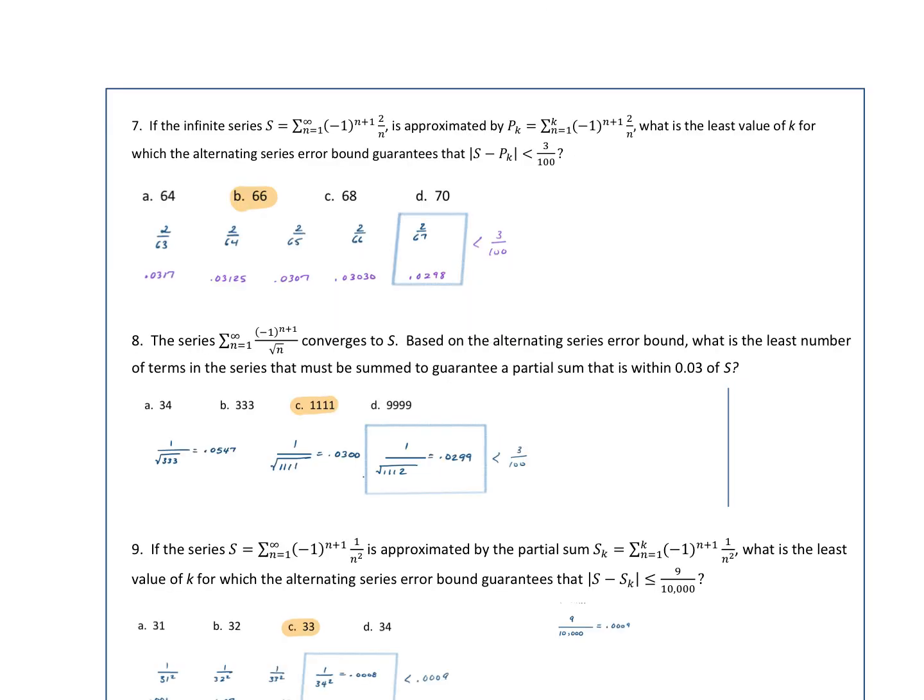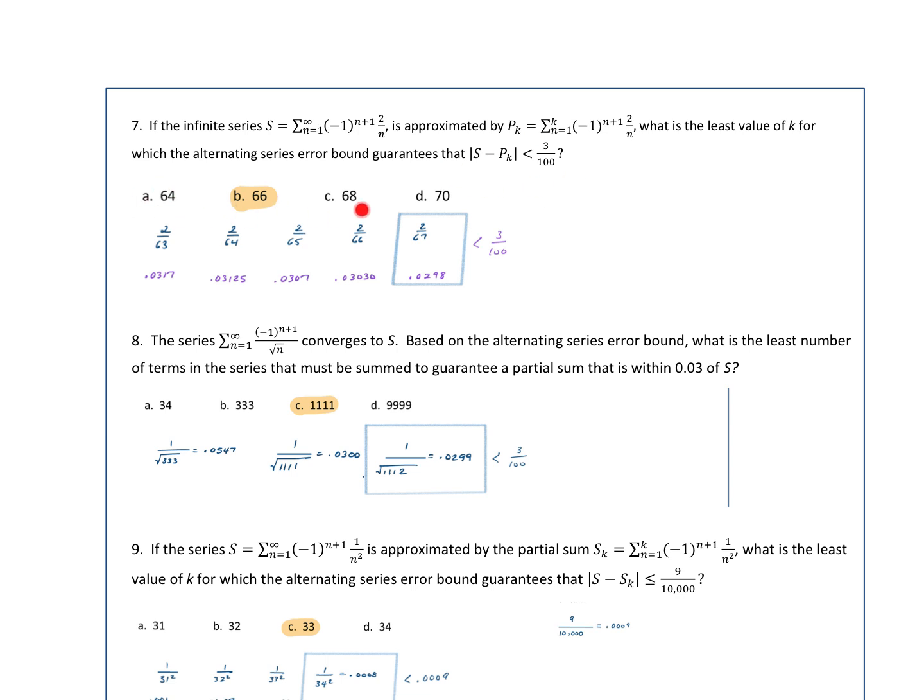So here we have some AP style multiple choice questions. You have to get past all of the notation. It can be very confusing. The takeaway is it's alternating. If it's alternating and they want the error less than 3 over 100, okay, so we know we're looking at the first neglected term. What this is specifically asking is what k. So it's trying to find a partial sum. It's asking how many terms do I need to add up? What does k have to be so that this all happens?